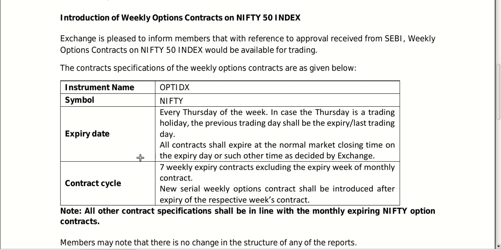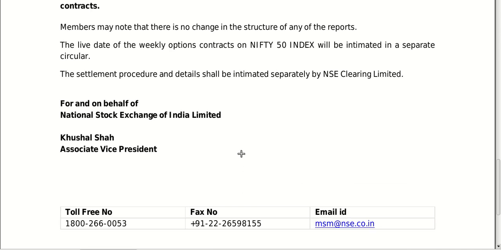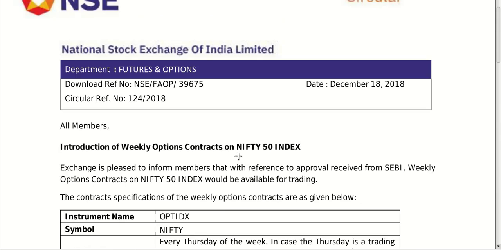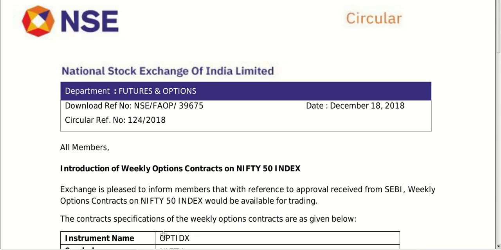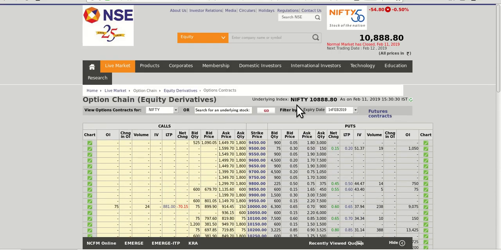There will be seven weeks of series for Nifty options. So all these details are given in this circular. Now let's check what happened today, on the first day of Nifty weekly expiry.